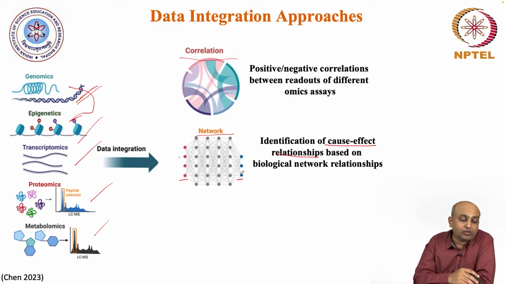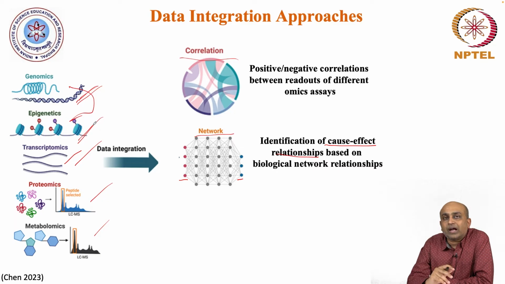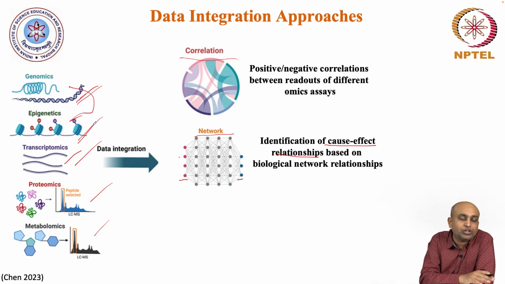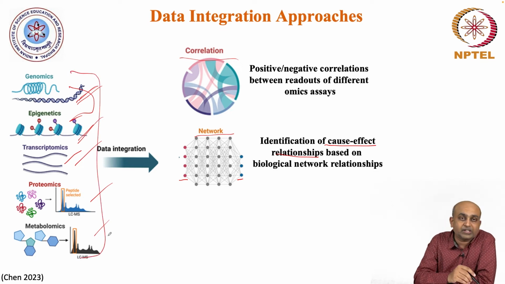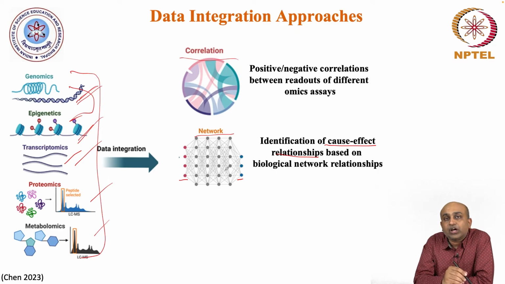Now if you do this using just transcriptomics or just epigenetics, your ability to infer the cause-effect relationship may be limited because you are only looking at part of the data. But if you have all these different assays, then you will know exactly how the cause-effect relationship is being transferred from one particular protein or gene to another. So you can better integrate the data at a network level if you have multiple such omics assays.